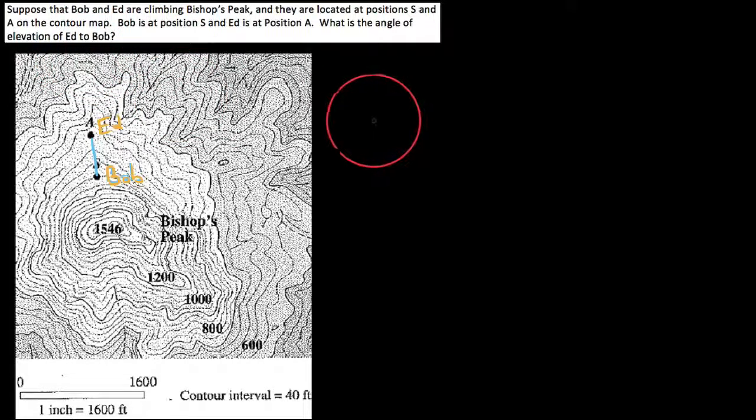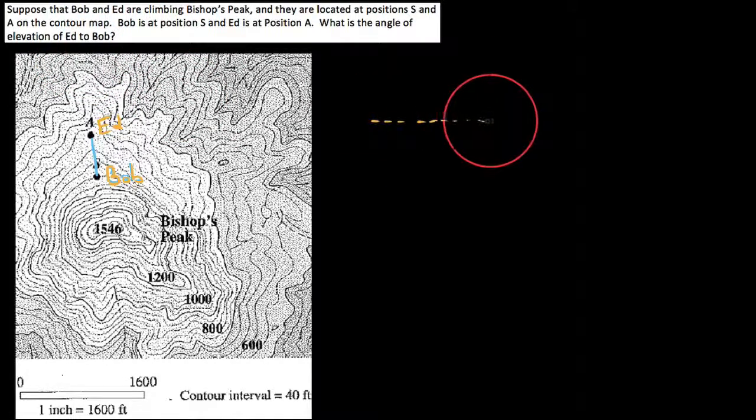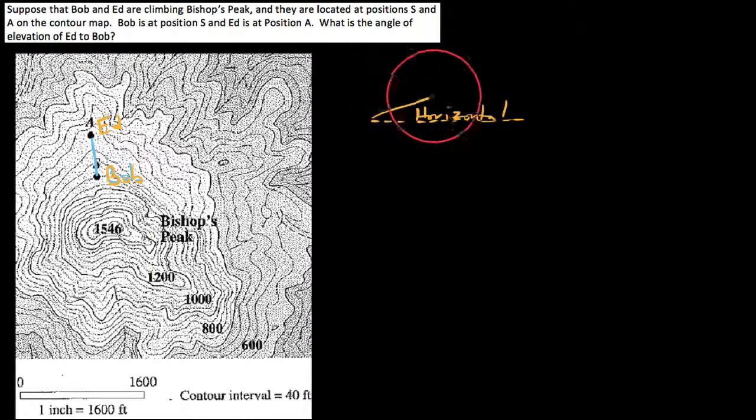Recall that there are angles of elevation and depression. They are always related to what we refer to as the horizontal, or the horizon. Elevation would be up from the horizontal, and depression would be down from the horizontal. So we're concerned with his angle of elevation. It seems that Ed, standing lower than Bob, what I want to know is what is his angle of elevation if he's looking at Bob up there.